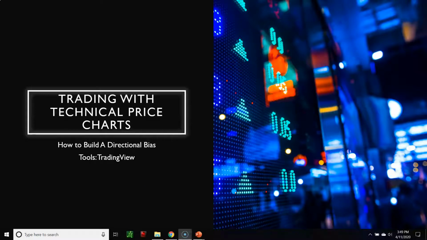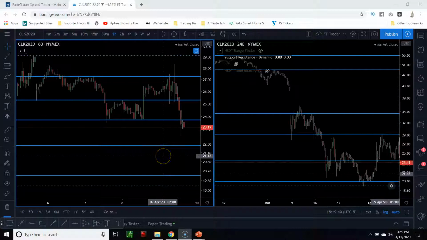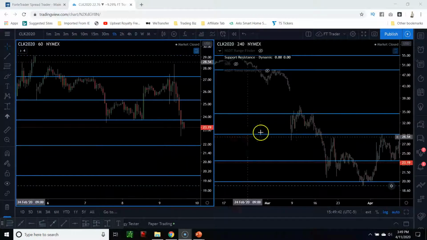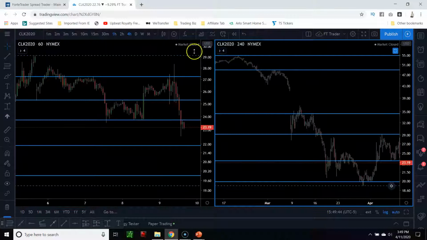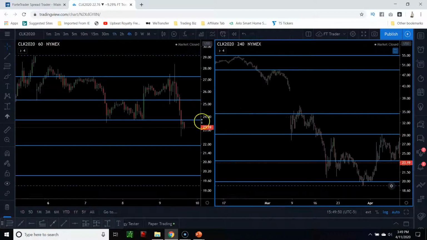Trading with technical price charts, all right? How to build a directional bias with TradingView. All right, this is TradingView. I'm using a 2-chart window. We'll talk more about the setups and how I get the indicators and everything in the forward sections of this course. All right, what I want to do is let you know how I use it.